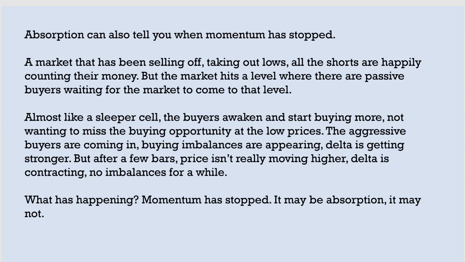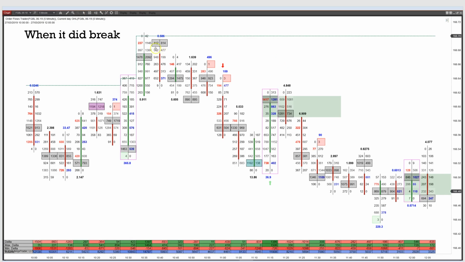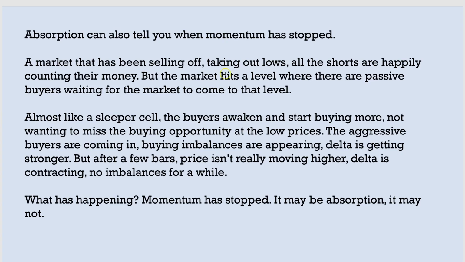So absorption is going to tell you when momentum has stopped. Like I said, right up in here. The market has been selling off, taking out lows. All the shorts are happily counting their money. The market hits a level where there are passive buyers waiting for the market to come to that level, right? So what's happening when a market is selling off? Everyone's short. Hey, let's get short to join the party. Counting how much money they're making, looking at the bottom line on my NinjaTrader or whatever.